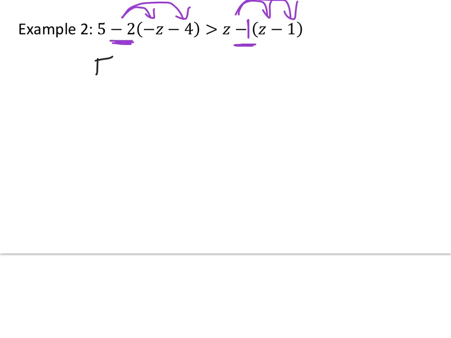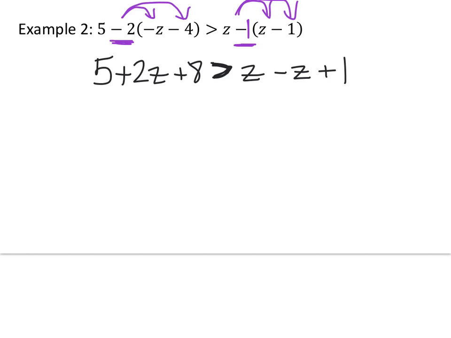So over here I'm still left with 5. Negative 2 times negative z is positive 2z. Negative 2 times negative 4, positive 8. I haven't moved anything, so my sign stays the same. I didn't move anything from one side to the other. On the other side, I still have z. Negative 1 times z is negative z. And negative 1 times negative 1 is positive 1.